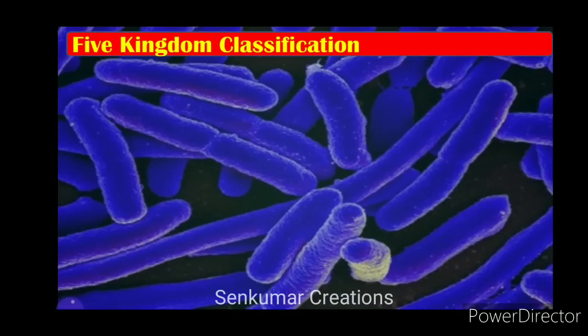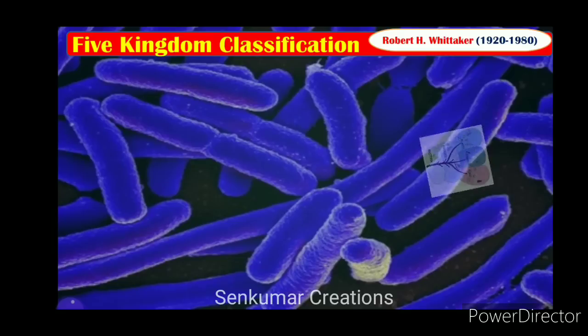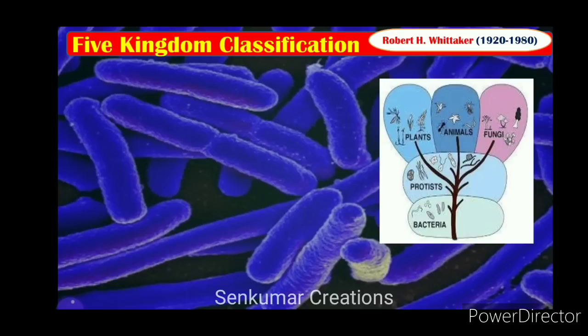So let's talk about the five kingdom classification. Again, Robert H. Whittaker, 1920 to 1980. We have seen that one. Okay, what are the five kingdoms? We have seen clearly: Monera (bacteria), Protista, Plantae, Animalia, and Fungi.